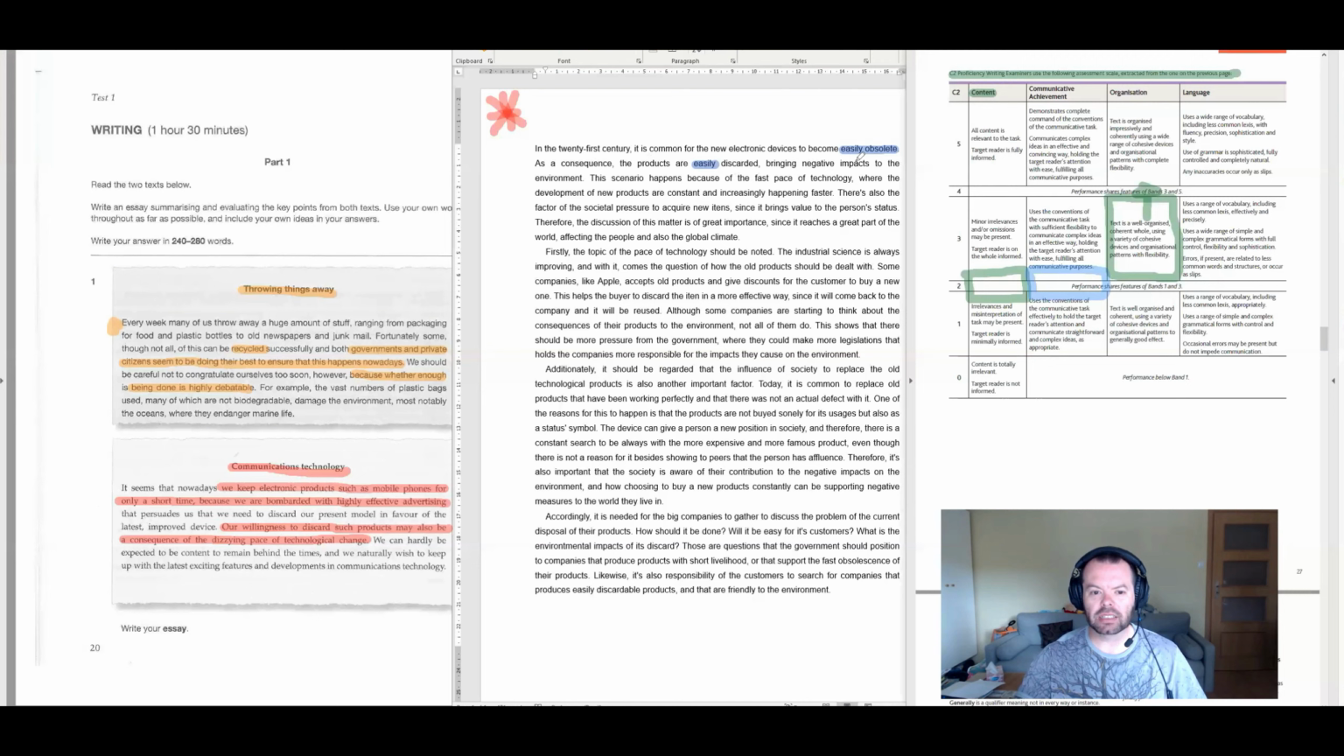Bringing negative impacts to the environment. Increasingly happening faster. Accelerating, perhaps. Societal pressure is good. Value to the person's status, okay. Reaches a great part of the world, affecting the people and also the global climate. Affecting people everywhere, perhaps. We don't know which people you're talking about. The industrial science, we want just industrial science, is always improving.